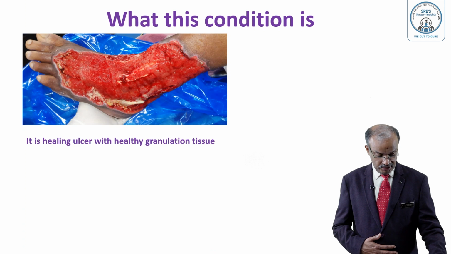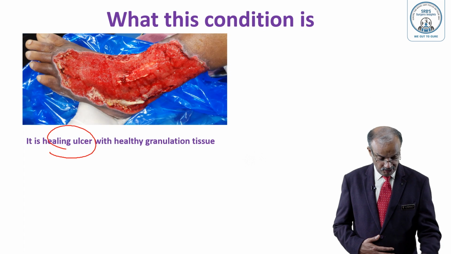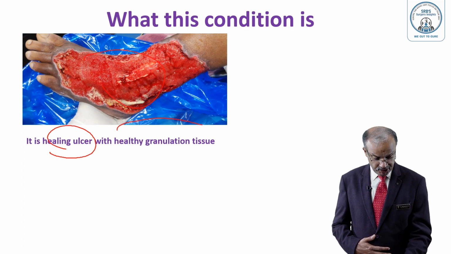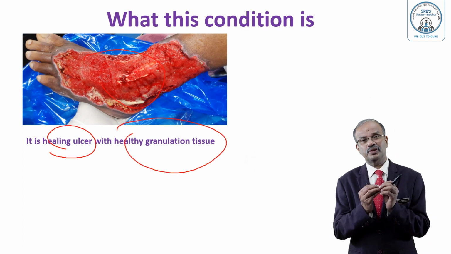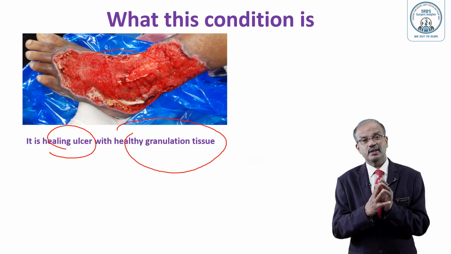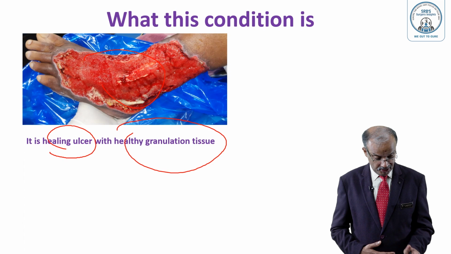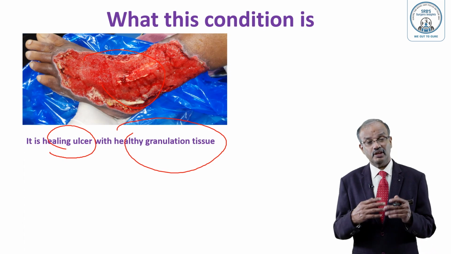Look at that. It is a healing ulcer, with healthy granulation tissue. Look at that granulation tissue. You know that there is fibroblast proliferation and new vascularization, new capillaries, and that promotes healing. Once the ulcer bed forms, you can put a graft and healing initiation occurs. That's why this healthy granulation tissue is important.